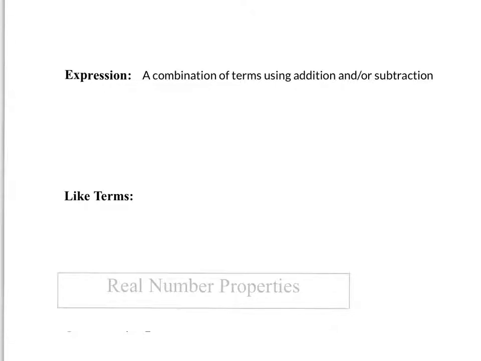We would have an expression when we have a combination of terms using addition and/or subtraction. So let's take a look at a few examples of expressions. If I have the expression 2x plus 3y, that would be an expression because I've combined the term 2x and the term 3y with addition. You'll notice that that expression has two terms, so we call it a binomial.